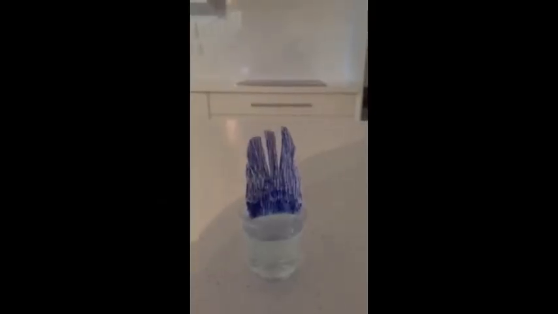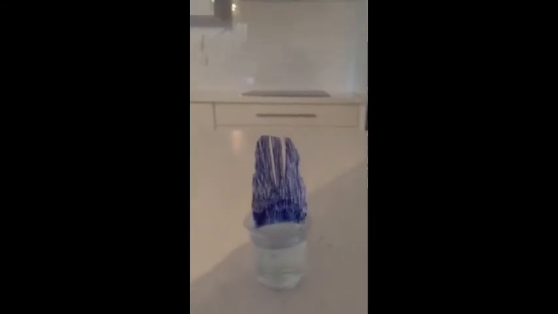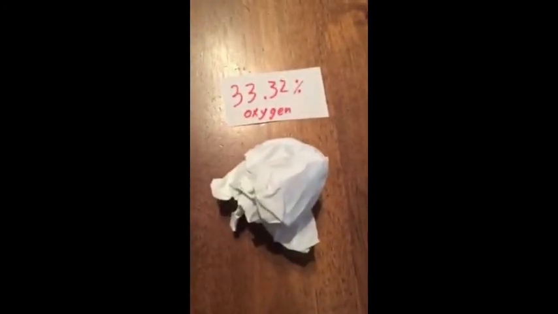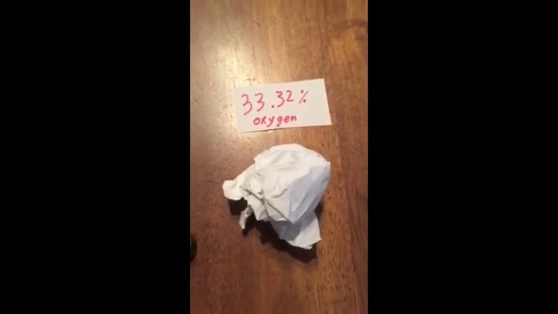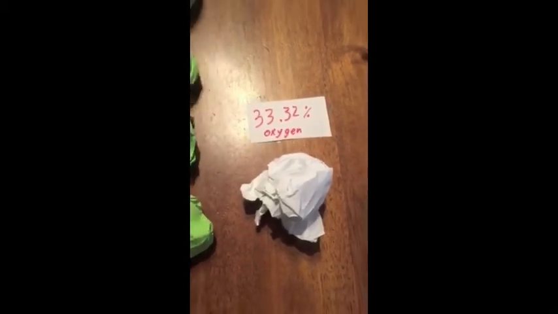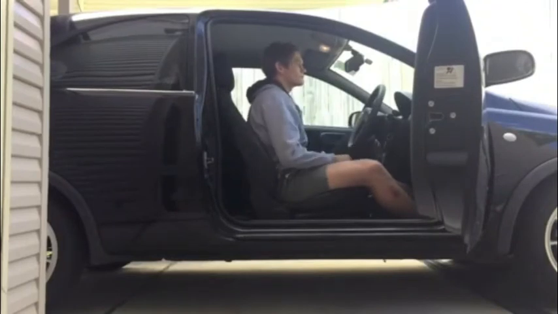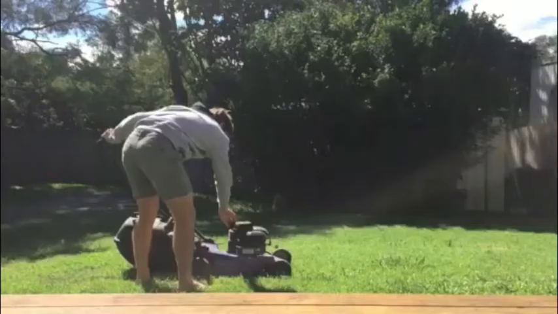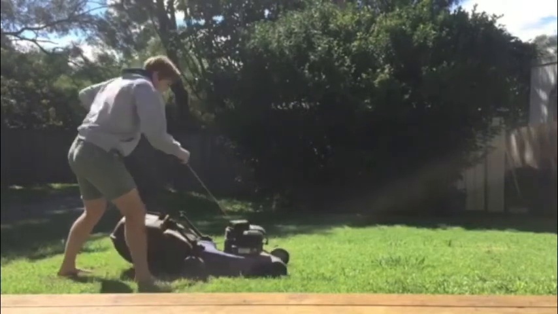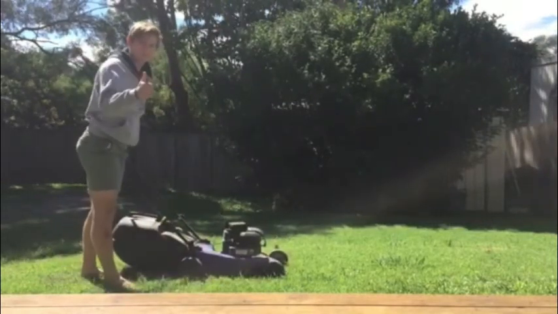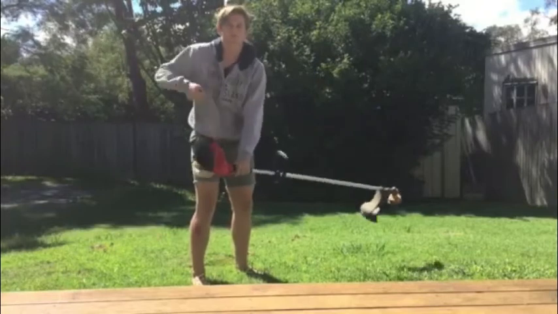Ethanol works really well as a fuel due to its high combustibility level. Ethanol is very flammable as it has such a high concentration of oxygen. Oxygen makes up 33.32% of the molecule. A high level of oxygen allows for a cleaner burning fuel. E10 can be used in your car, in your lawn mower, or even in your whippersnipper.